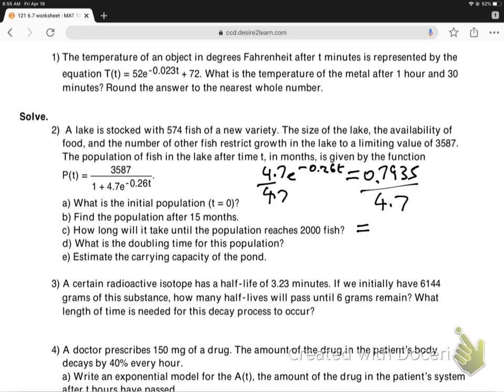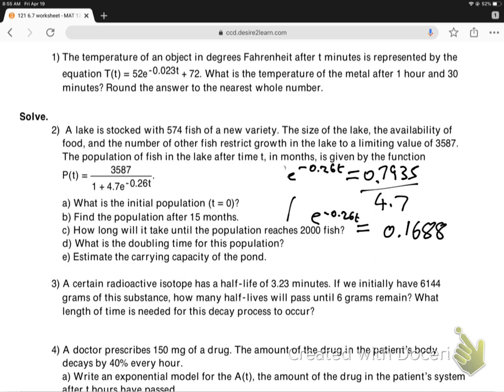So again, I'll just erase this. That's going to go. 0.7935 divided by 4.7 equals 0.1688. I'll leave it at that, okay? So that's still e to the negative 0.26t equals that.